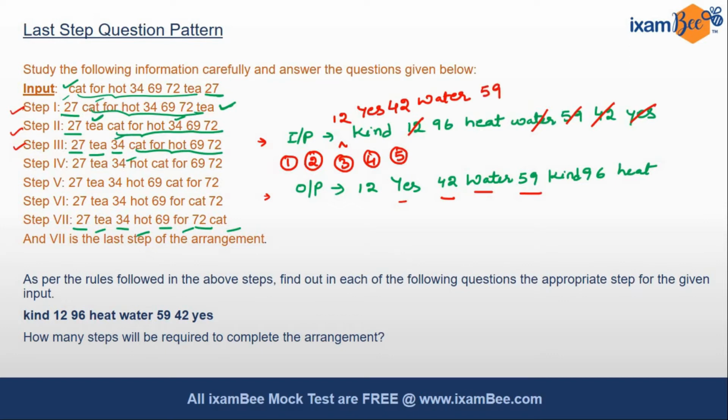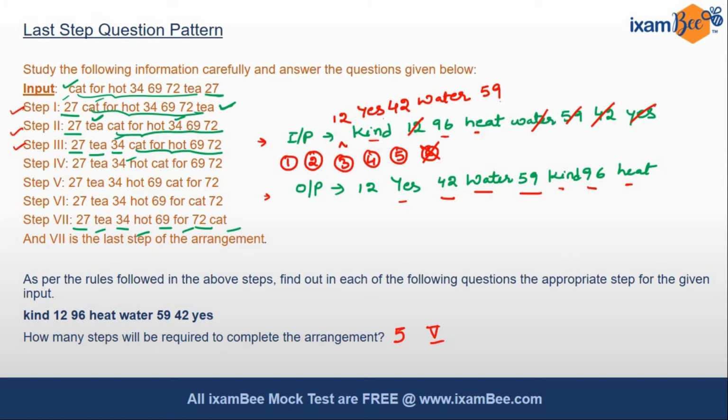Our sixth, if you see, would be kind. But as you see, 12, yes, 42, water, 59, kind is already here. So there will be no arrangement for kind. After that 96, which is also after kind, so there will be no arrangement. And heat is also there, so there is no arrangement for heat as well. So we see that in our sixth step, nothing has to be done. That means our last step would be the fifth. So we'll write the answer number as 5 over here.